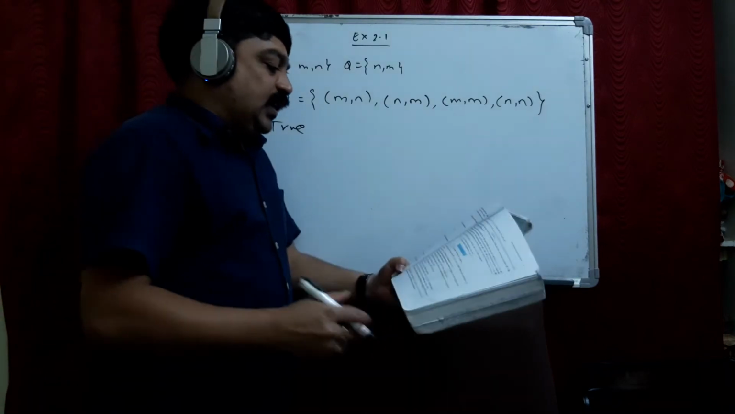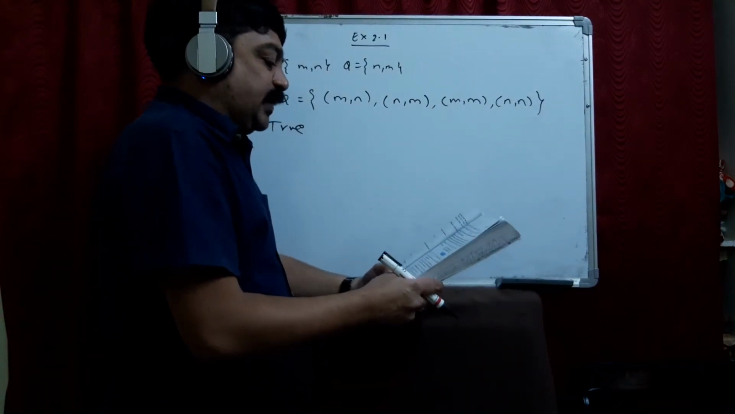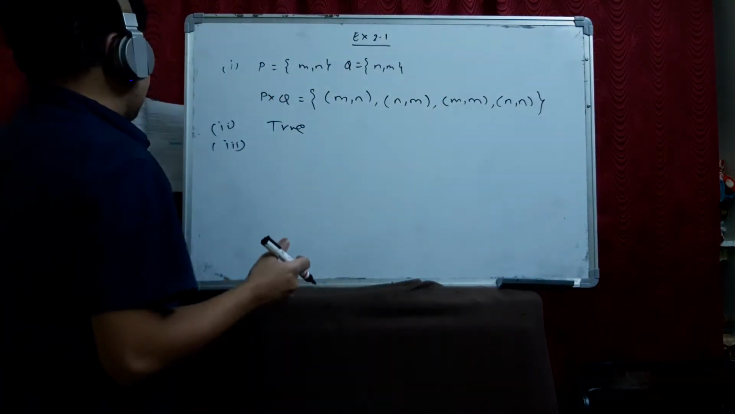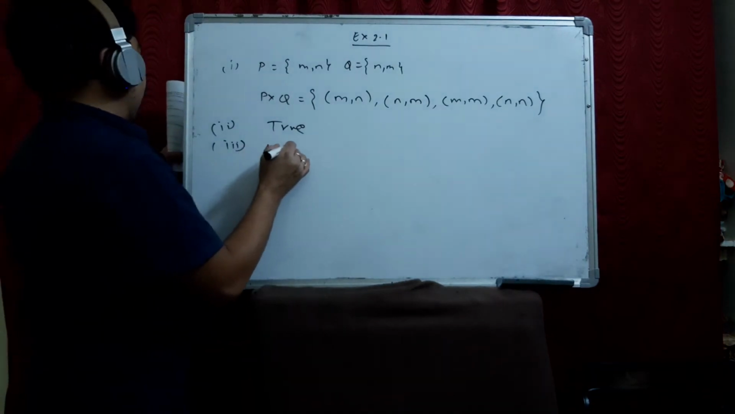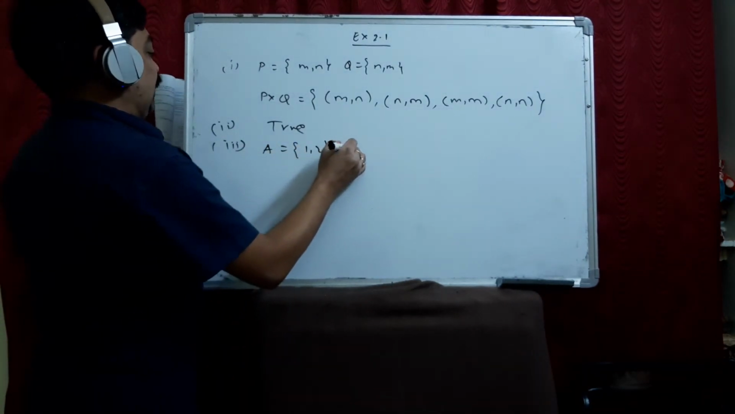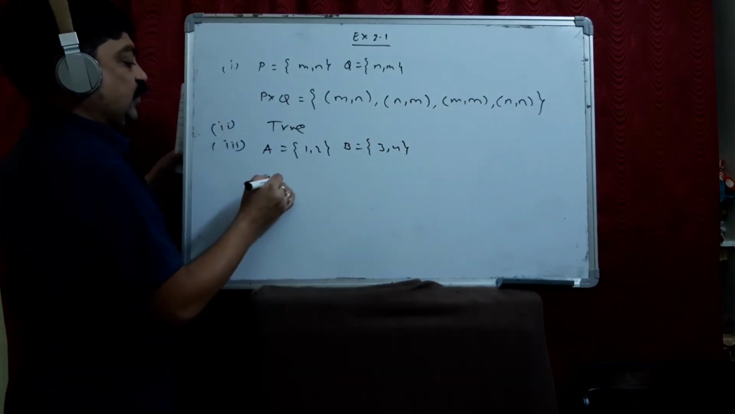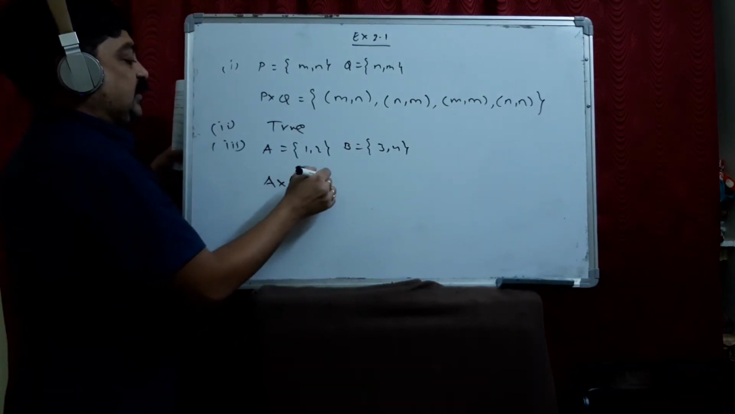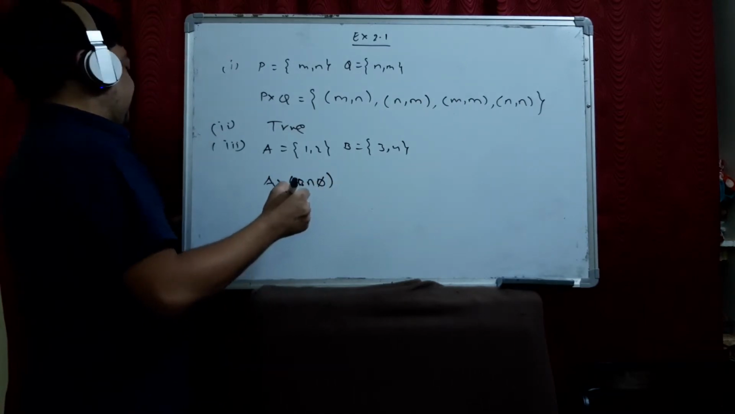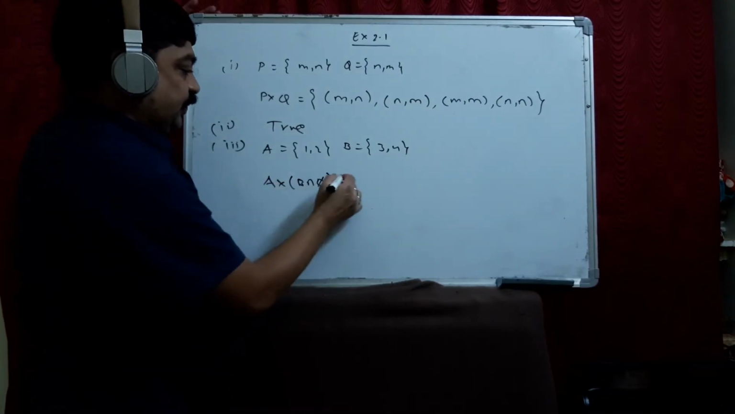Third one, A is given and B is given. A cross B intersection phi, where phi means empty set. Let us see. You are given A is {1, 2} and B is {3, 4}. You are asked to find out A cross B intersection empty set. So let us find out B intersection empty set first.